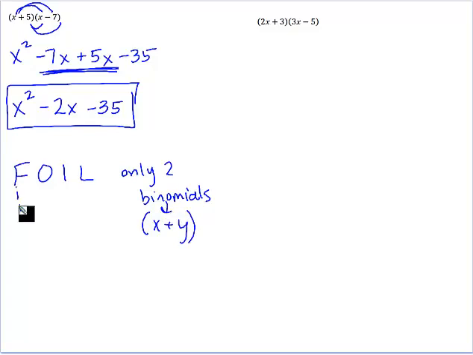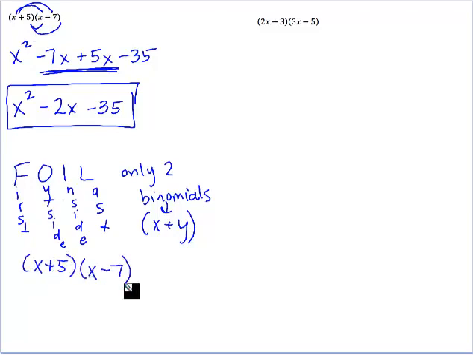F stands for the first terms you multiply. O stands for outside. I stands for inside. And L stands for last. It doesn't matter to me if you think of it as distributing or if you think of it as FOIL. Whichever way you understand the best is fine. So if we think of this as FOIL instead of as distributing, we go, okay, we do the first terms.